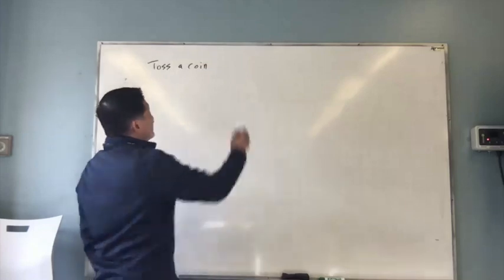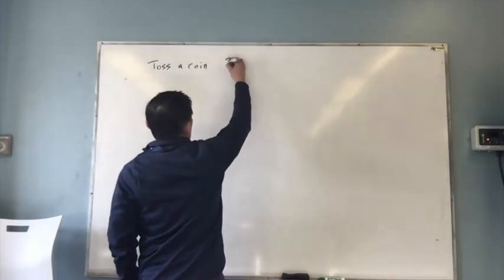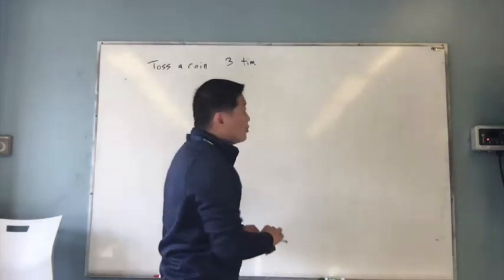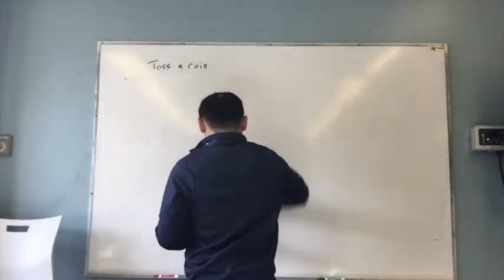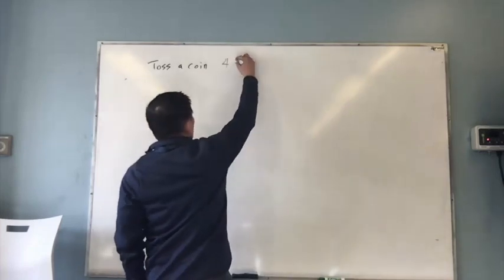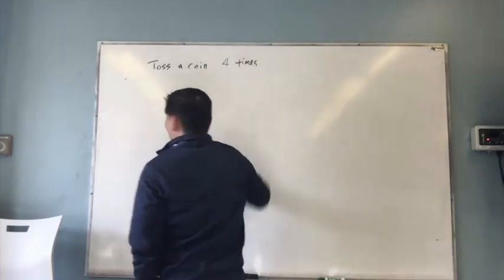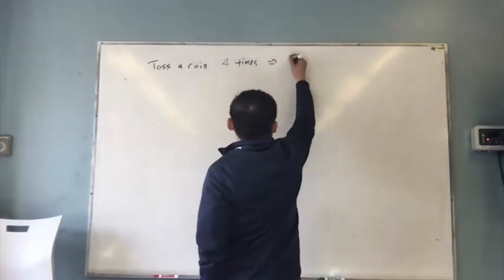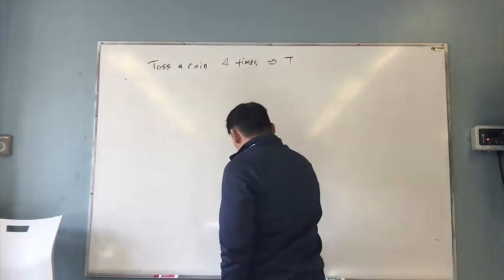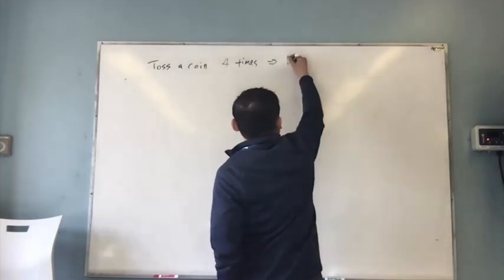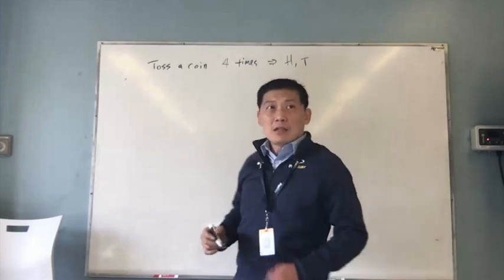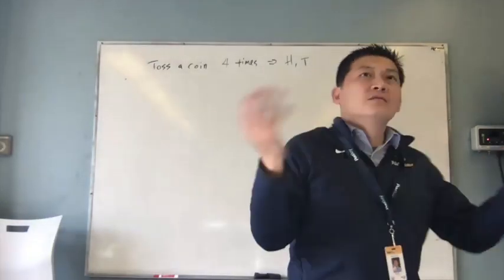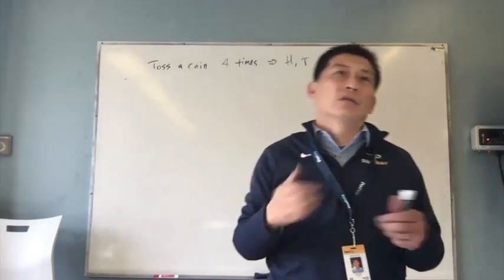So today, hypothetically, we're going to toss a coin, and I'm going to toss it 3 times. Actually, no, let's make it a little more interesting. How about we toss it 4 times. We typically will get a typical outcome. Either we get a head or we get a tail, right? And what are some of the possible combinations of heads and tails when tossing 4 times?